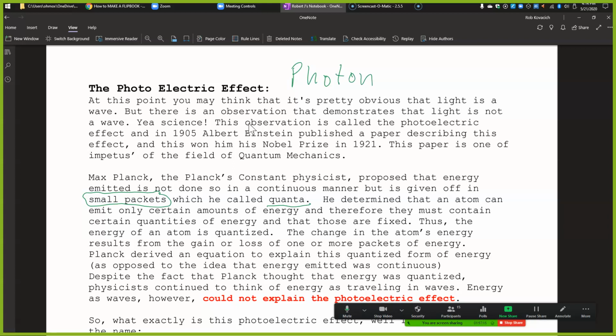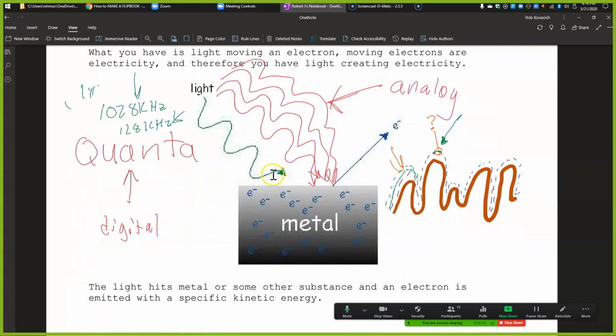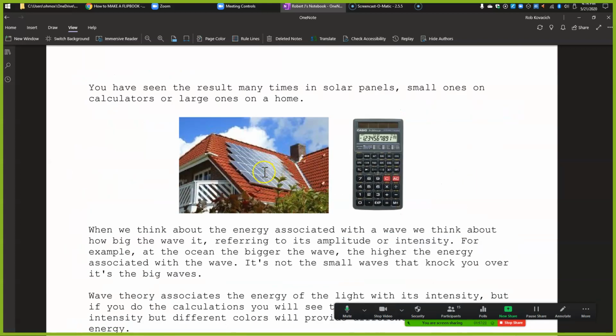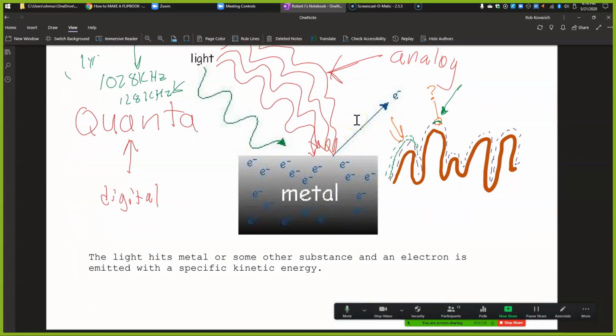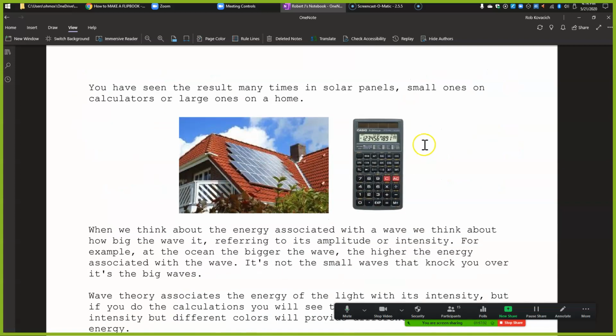So the light that's hitting you is hitting you in small, tiny packets of energy. And if I'm using a solar panel, those small packets of energy might be enough to eject the electrons out and cause this to generate electricity for me.